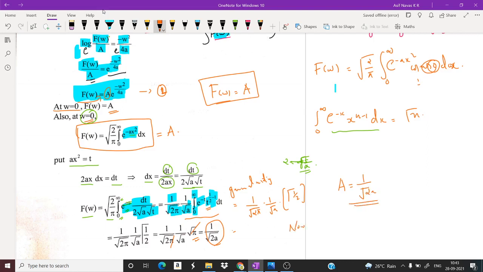Now f of omega is equal to a, that is 1 by root 2, times e raised to minus omega square by 4. So this is the final answer.